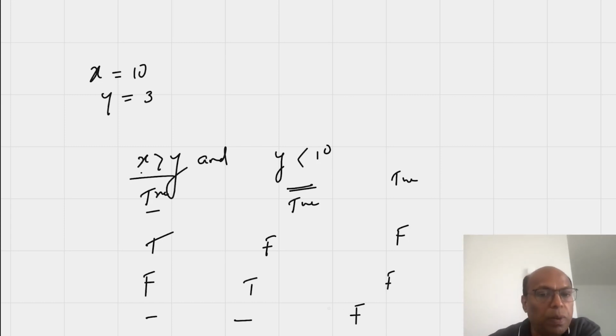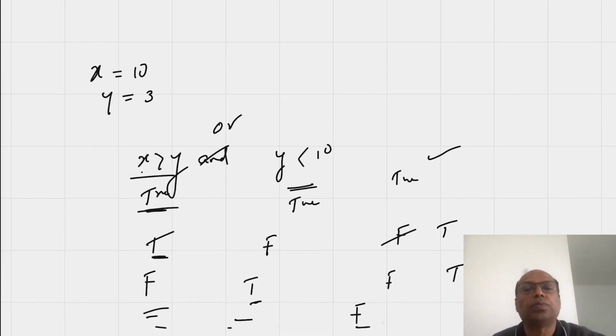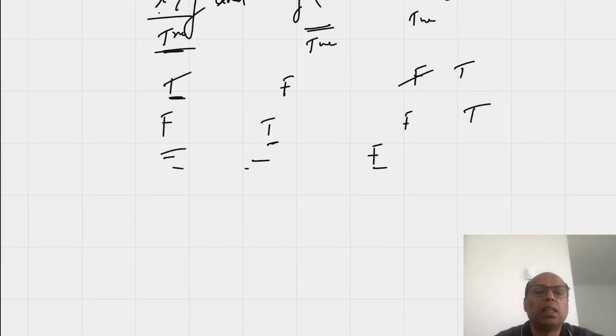Whereas the OR operator works like this. If I put OR instead of this, if one side is true, the result is true. This side is true, therefore the result is true. This side is true, the result is true. This side is false, but this side is true, the result is true. But if both the sides are false, the result is false. That means for OR, both the sides need to be false to become false. Whereas in AND, both the sides have to be true.